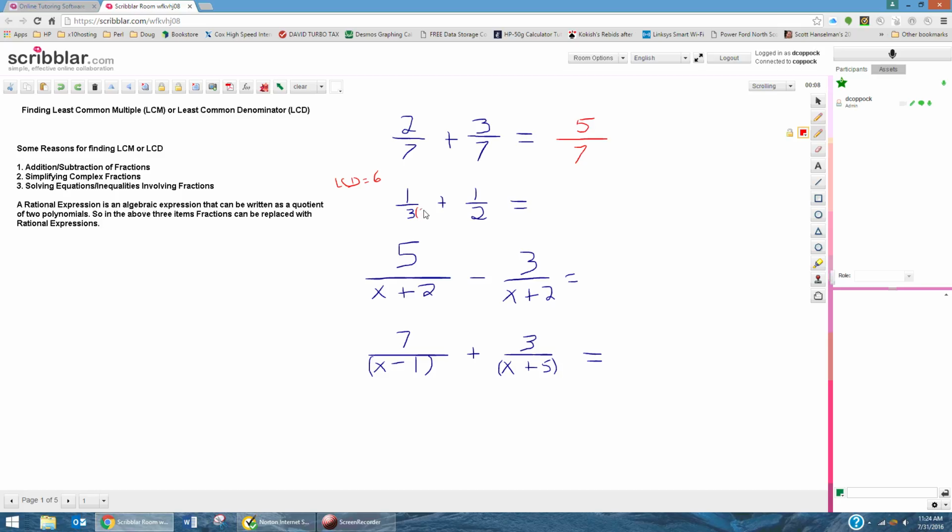If I multiply top and bottom of this fraction by 2, I can do that because 2 over 2 is really just the number 1, and any number times 1 is the same number, so I haven't changed the value of the fraction, I've just changed the way it looks. And similarly, to convert this fraction so that it has a denominator equal to 6, I multiply top and bottom, or numerator and denominator, by 3 over 3, or by 3.